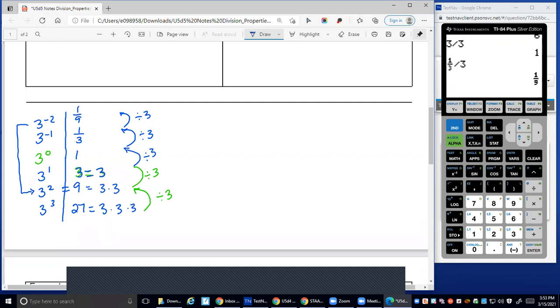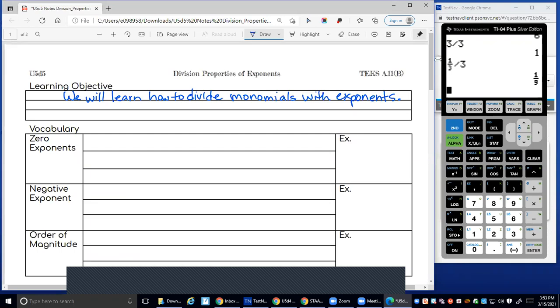Okay, guys? All right. Let's go back to our vocabulary. When we talk about zero exponents, we're talking about, for any non-zero number A, A to the power of 0 is equal to 1. This is just a really fancy way of saying anything to the power of 0 is 1. 2 to the power of 0 is 1.